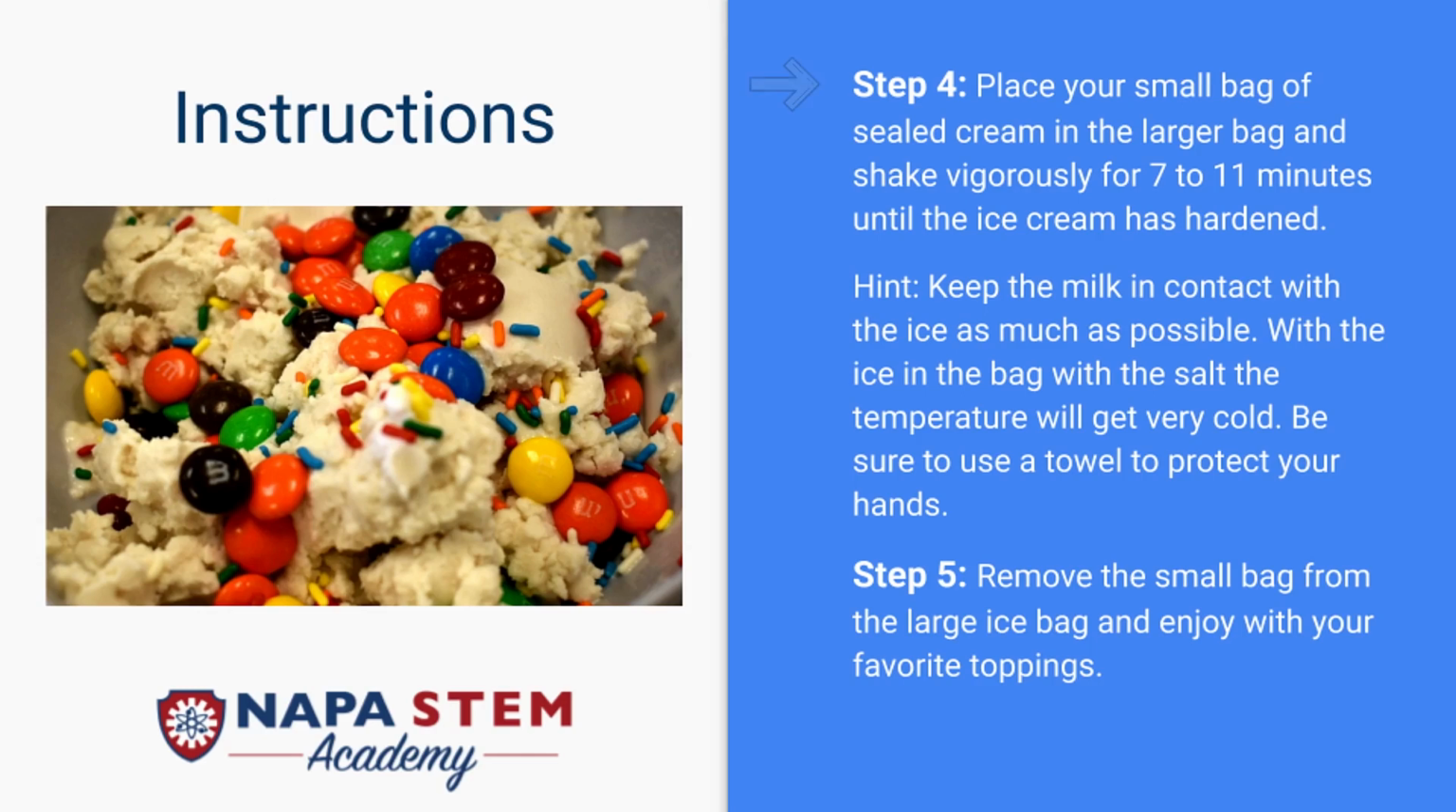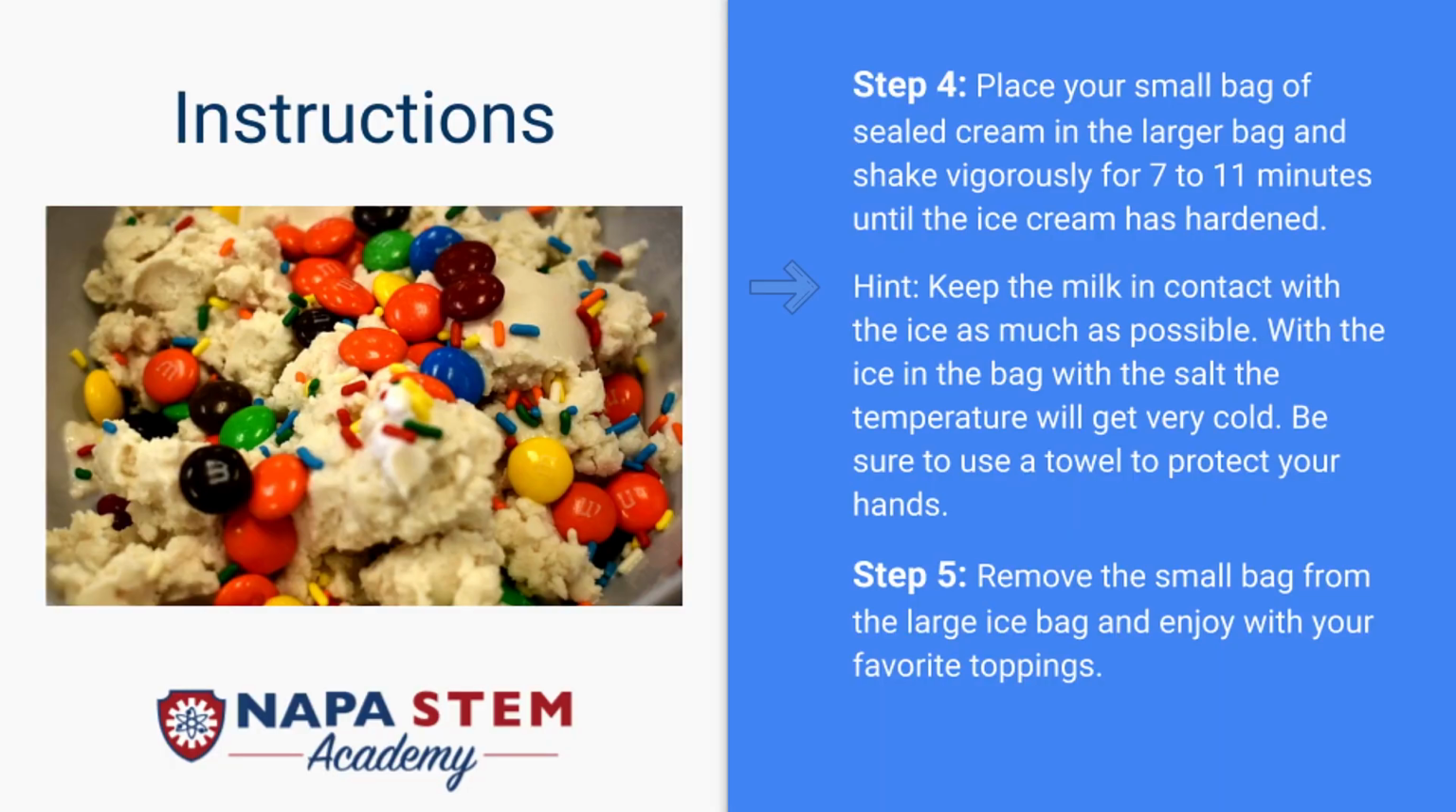In step 4, you'll place your small bag of sealed cream into the larger bag and shake vigorously for 7 to 11 minutes until the ice cream has hardened. This is a long time to be shaking that bag, so I suggest putting on some good tunes and doing it with a family member in order to make sure the time passes quicker. You'll want to maybe put on a timer on your oven or on your phone like I did.